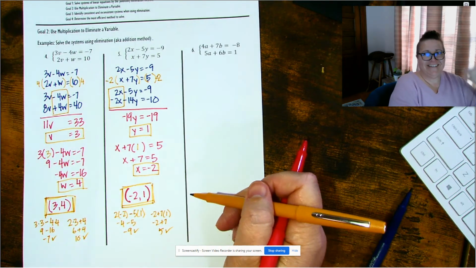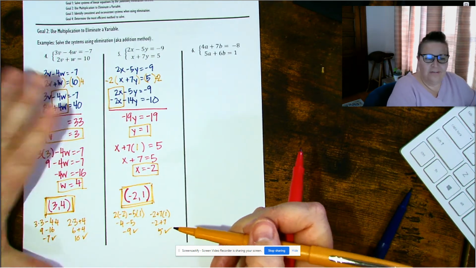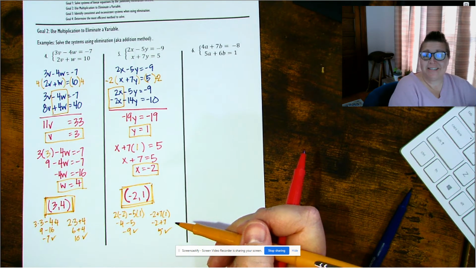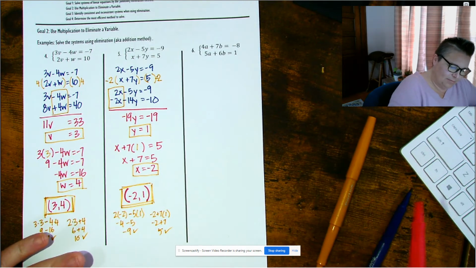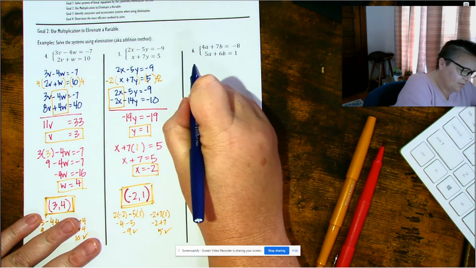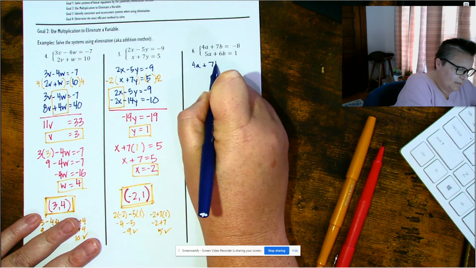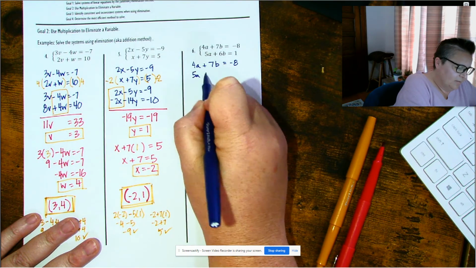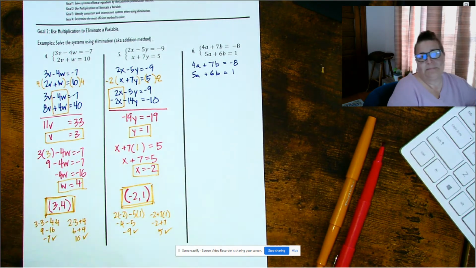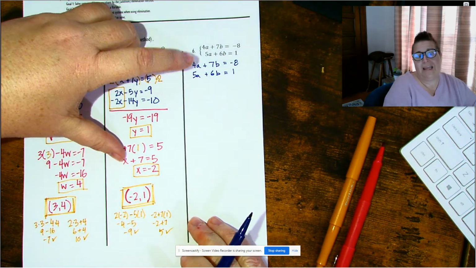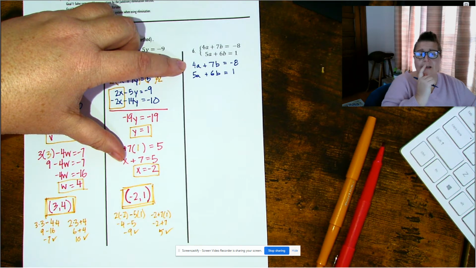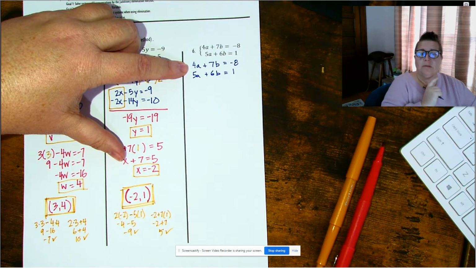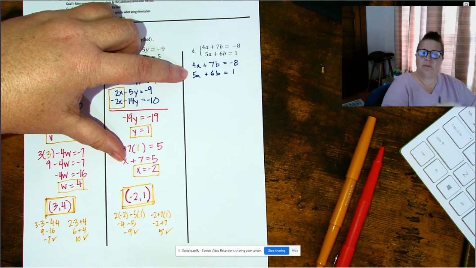Problem number 6 kicks it up, right? So just when you've gotten used to this and you know, okay, I need to multiply one, I'm going to show you what to do with a question like number 6. All right. So number 6 gives us 4a plus 7b is equal to a negative 8. That's our first equation. Second equation is 5a plus 6b is equal to 1. Now, if I look at the a's, there is not a number I can multiply 4 by to give me 5, and there's not a number I can multiply 5 by to give me 4. So I would need to find a common multiple of both 4 and 5.